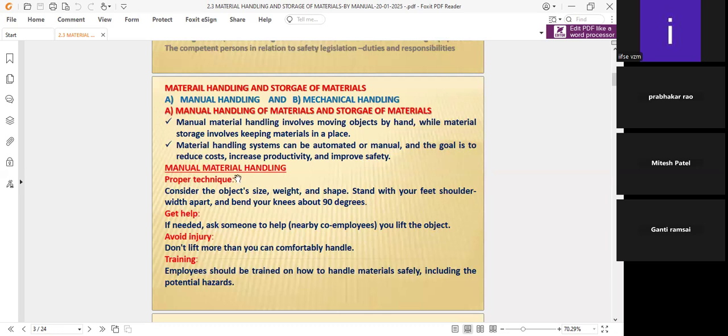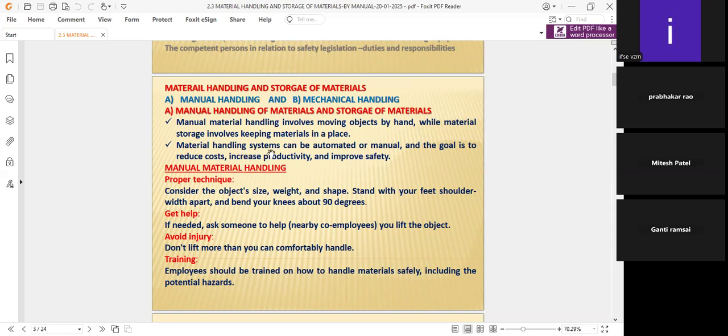Coming to manual material handling: it involves moving of objects by hand, while material storage involves keeping of materials in place. There are two things here. Manual material handling involves moving objects by hand from one place to another, while material storage involves keeping material in a place. That's what the meaning is, sir.